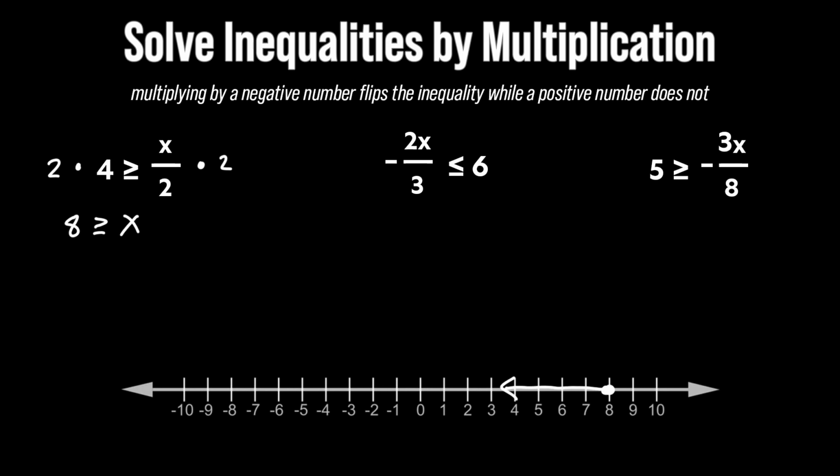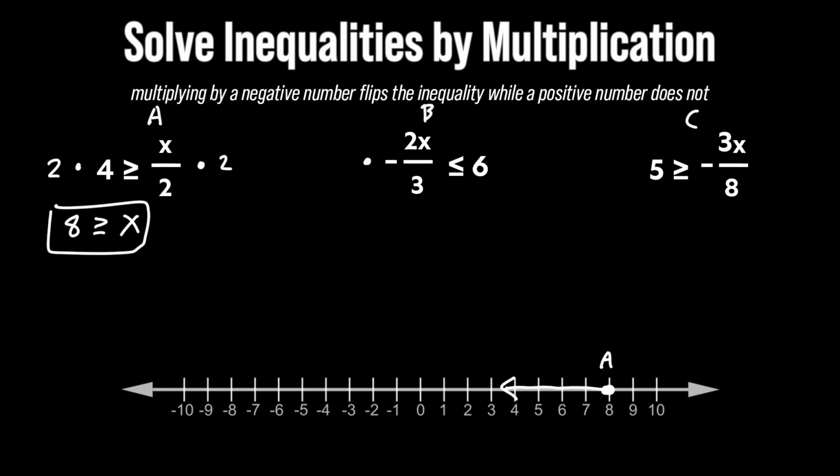Let's label this first problem A, the second problem B, and this one C. So A would be here. So we have 8 is greater than or equal to x. Now in the first problem, the inequality was not affected because we multiplied by a positive number. But in the second problem, we deal with a negative number. And so the inequality is going to have to flip here.